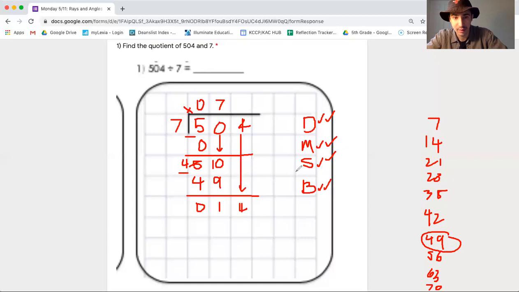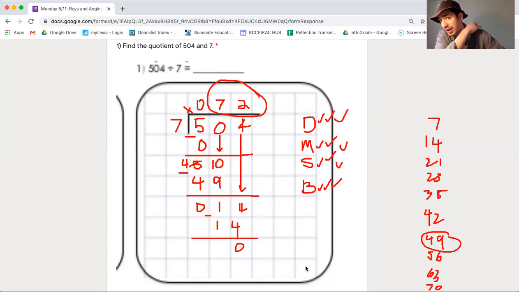And now I have 14, which I see when I roll my 7, 7, 14, I land exactly on 14 after rolling my 7s 2 times. So 14 divided by 7 equals 2. 7 times 2 is 14. And now I'm going to subtract. 14 minus 14 is 0. And then I bring it on down and bring it on back, and I am done. The quotient of 504 divided by 7 is 72. Give yourself 2 pats on the back if you got that.